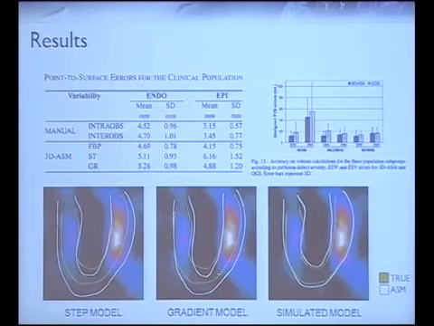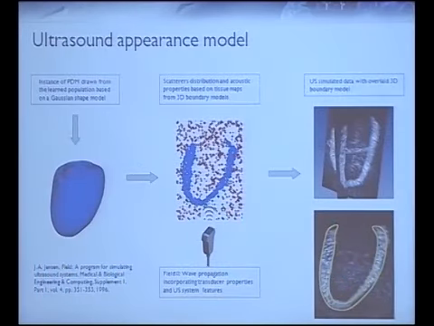So these are just examples of what happens if you use simple models like a step edge or a gradient model compared to a simulated model. You have in yellow the manual segmentation in real clinical images, and in white the outline that you generate after feeding the model based on these simulated intensity profiles. And you see that it's quite a good correlation.